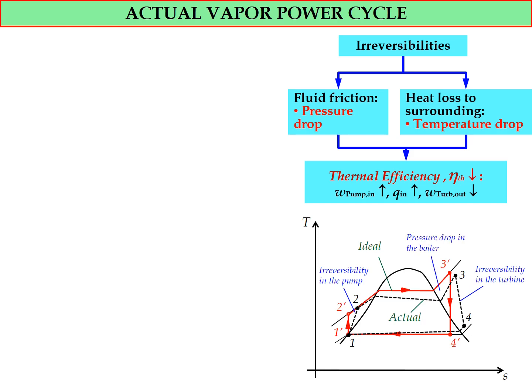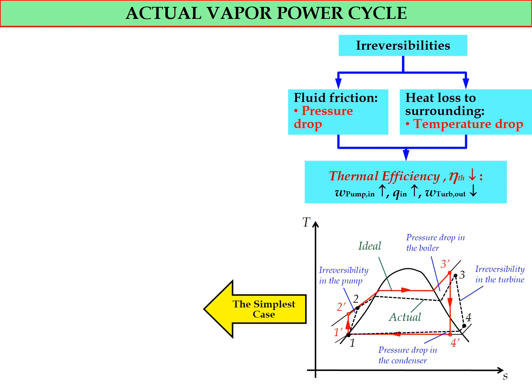Okay, so during the heat addition process in the boiler, from state number 2 to state number 3, we can see that there is a pressure drop in the boiler during the process, as shown in the T-S diagram. Similarly, in the condenser, we will have a pressure drop when we consider the irreversibility factor.